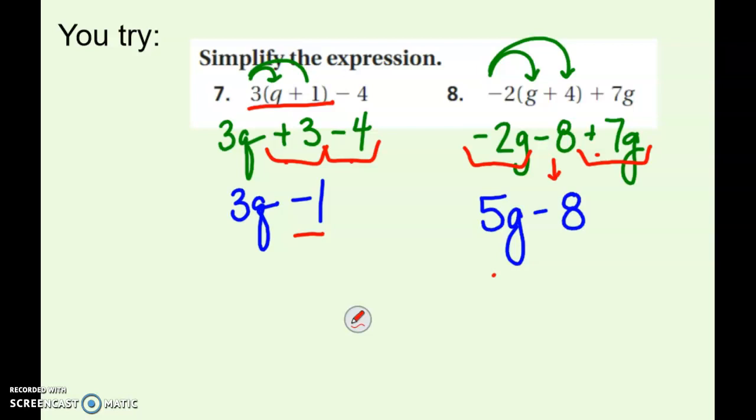So that pretty much covers section 3.1. I know there's a lot in this section. We'll be doing lots more practice together in your book.